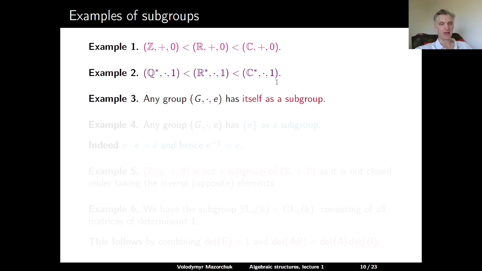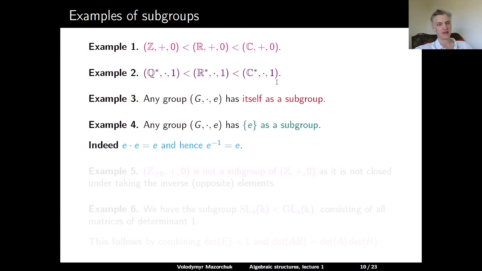Next example. Any group has itself as a subgroup. That's an obvious claim. Example 4. Any group has a trivial subgroup consisting just of the identity element. That's because the identity times the identity is equal to the identity, so in particular the inverse of the identity is the identity.